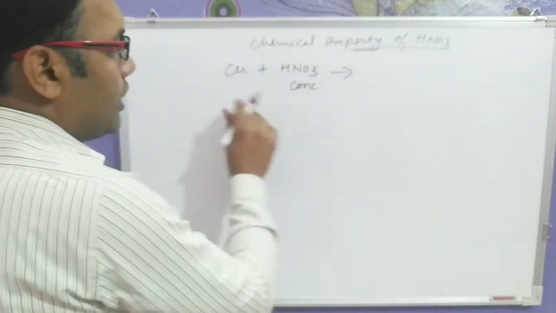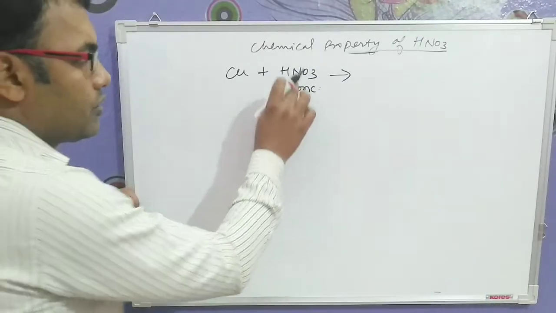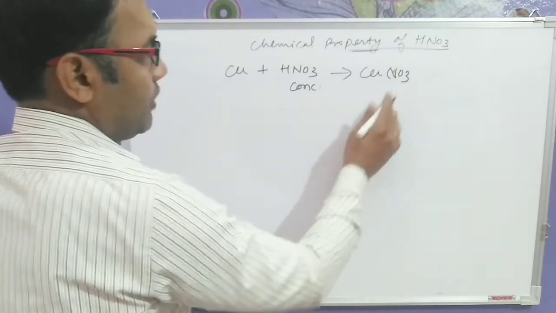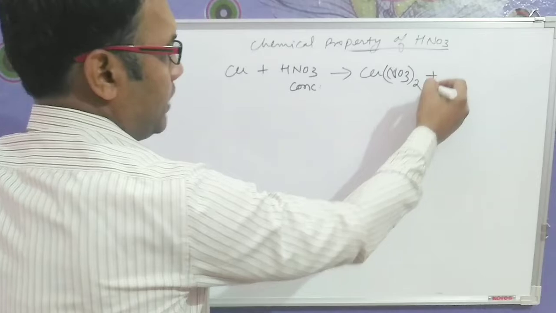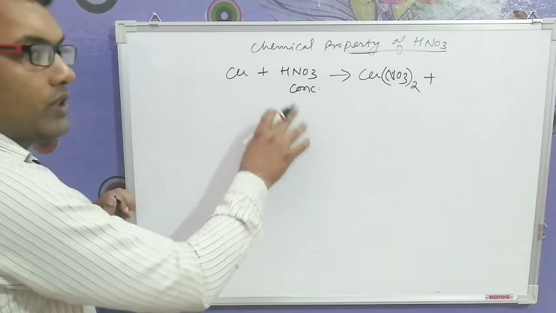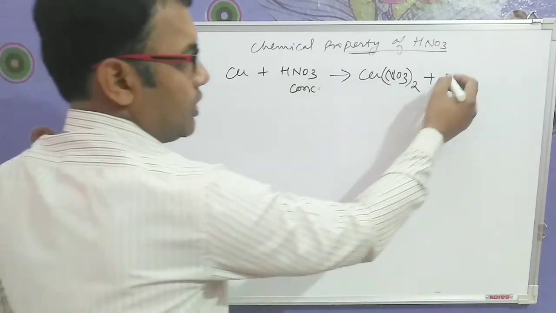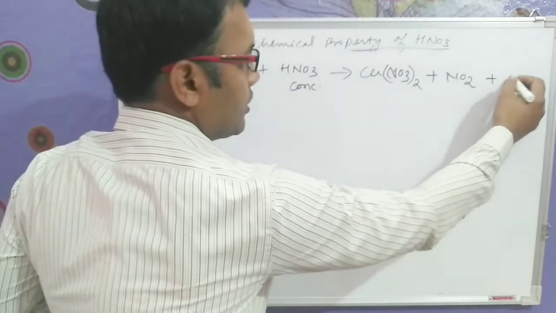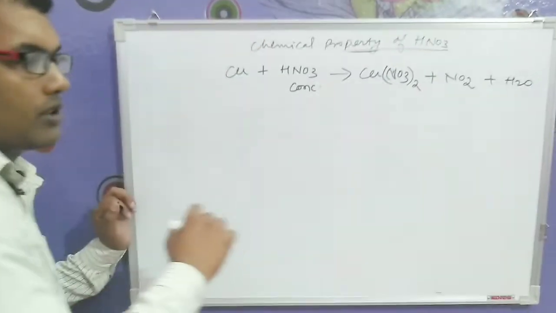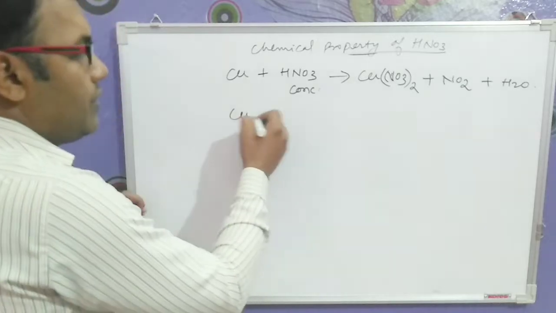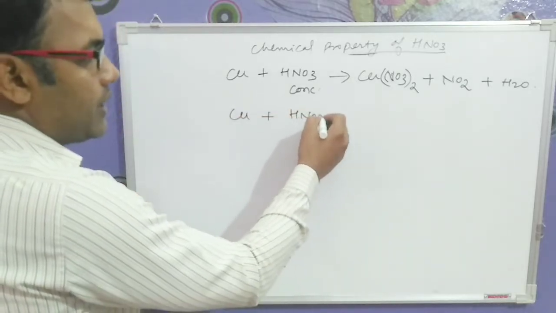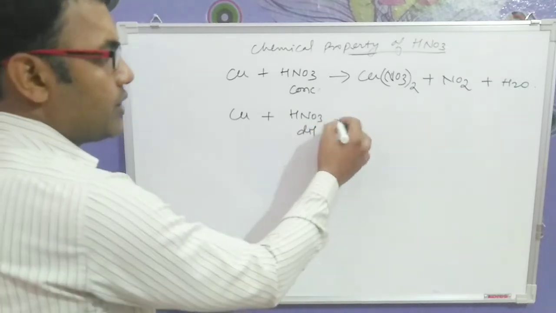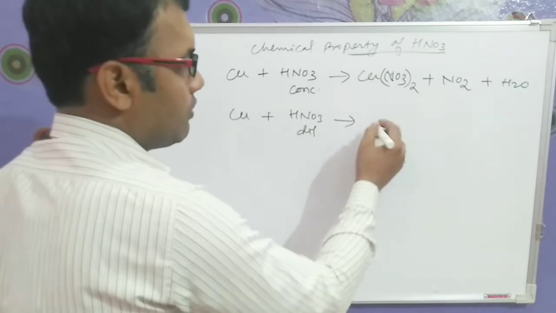Concentrated. So what happens? Concentrated means more of the acid is there, so there will be formation of copper nitrate, Cu(NO3)2, plus, since more of the nitric acid is present, nitrogen dioxide, and hydrogen is there, so there will be formation of water. Is it clear? Second case: copper and nitric acid, but now in the dilute state. Dilute state means less of the acid is there. If less of the acid is there, the salt will remain the same.